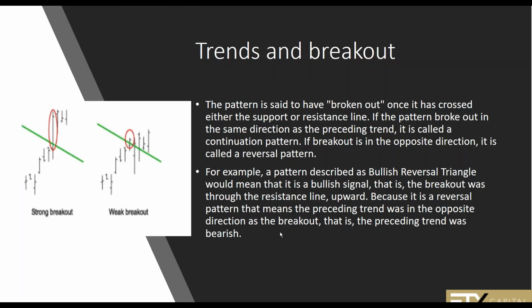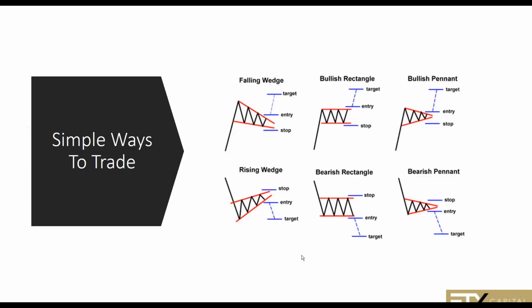Okay. Now, a pattern is said to have broken out once it has crossed either the support or the resistance line. If the pattern broke out in the same direction as the preceding trend, it is called a continuation pattern. If the breakout is in the opposite direction, it's called a reversal pattern. For example, a pattern described as a bullish reversal triangle would mean that it's a bullish signal, that is, the breakout was through the resistance line upward. Because it's a reversal pattern, that means the preceding trend was in the opposite direction of the breakout. That is, the preceding trend was bearish.